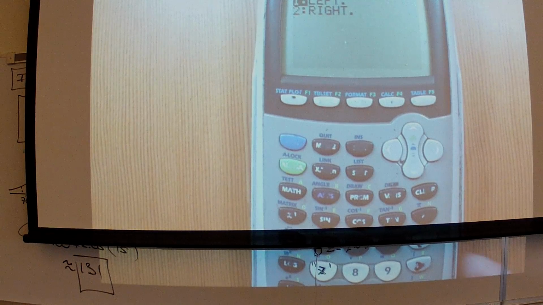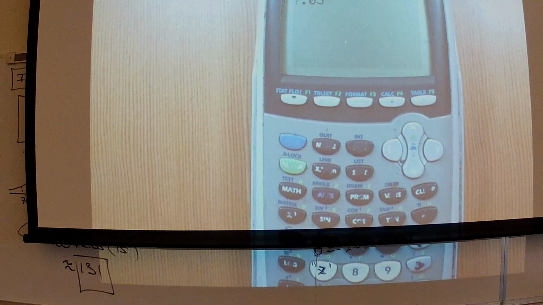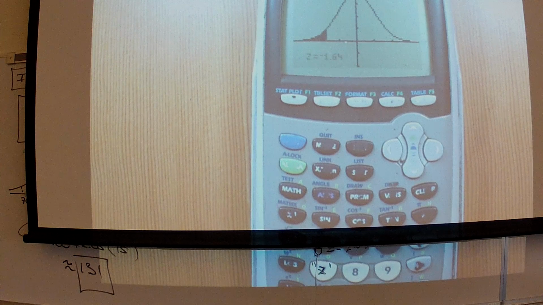Let's go left. That's the most logical. 0.05. Make sure to put the 0 in there. That's an easy mistake to make if you're working quickly. Here it comes. Looks damn close to what Trevor drew. There's your z-score: -1.64. Makes me happy, because it's between 1 and 2 standard deviations.